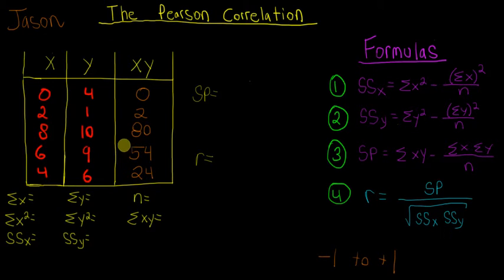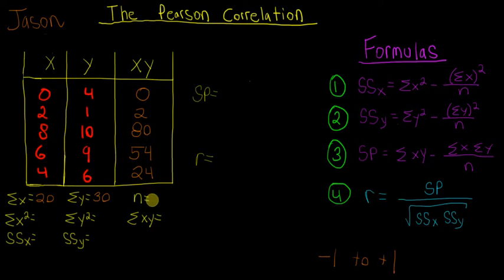Now I'd like to move down here from left to right. For the sum of x, all we're going to do is sum up these values. So we have 2 plus 8 plus 6 plus 4. It's going to give us 20. For the sum of y, we sum up the y values. We have 4 plus 1 plus 10 plus 9 plus 6. That's going to give us 30.